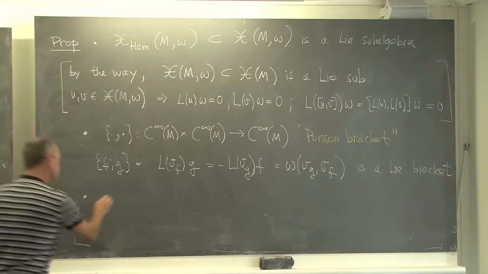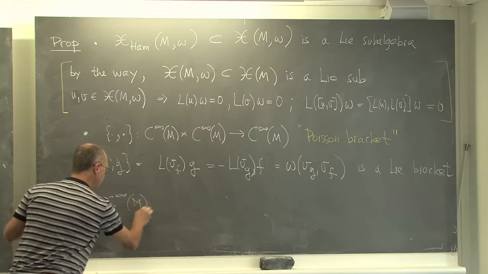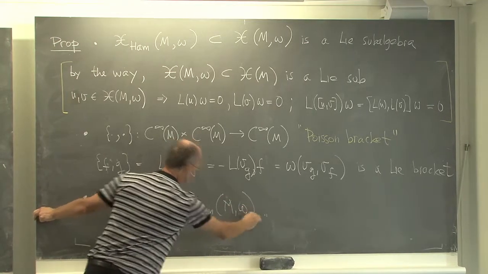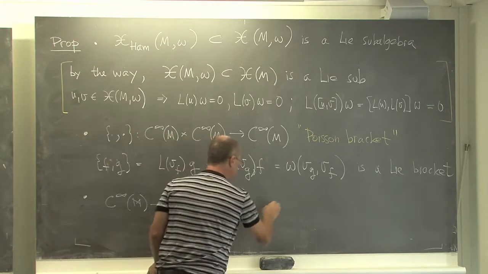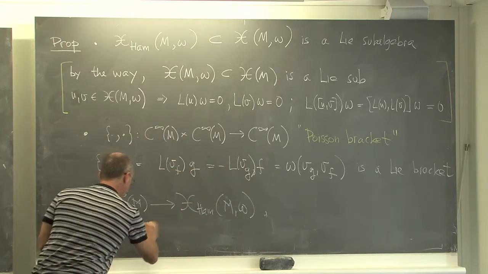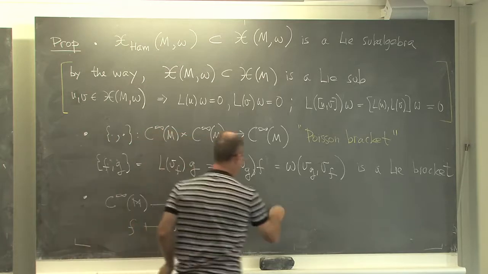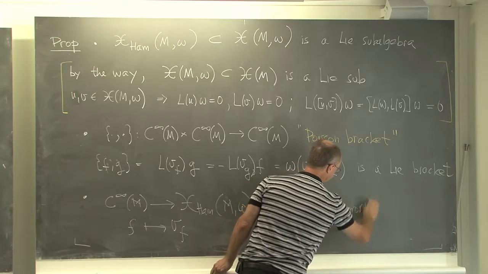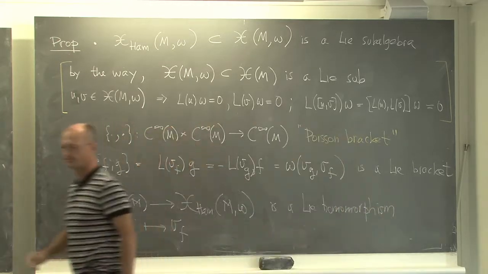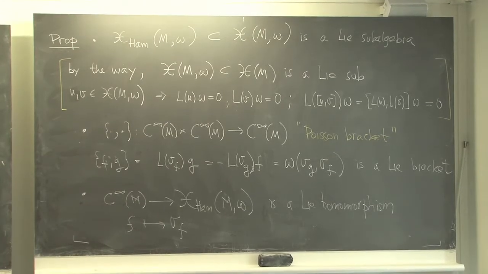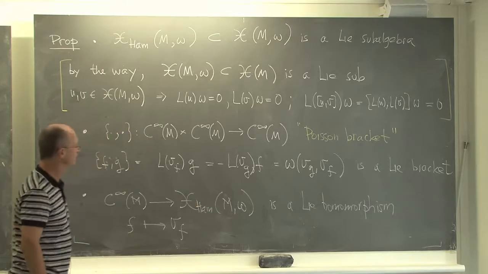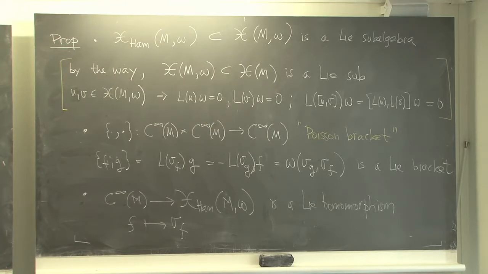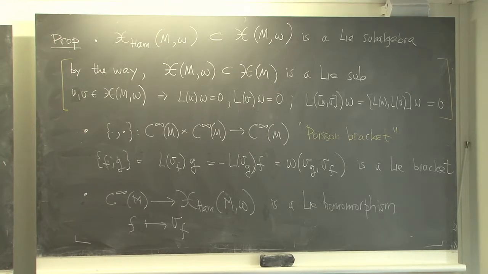And finally, the map from C infinity of M to Hamiltonian vector fields, defined as f maps to Vf, is a Lie homomorphism, under the natural bracket of vector fields on Hamiltonian vector fields and under this funny Poisson bracket here. Okay, so let's try to prove it.